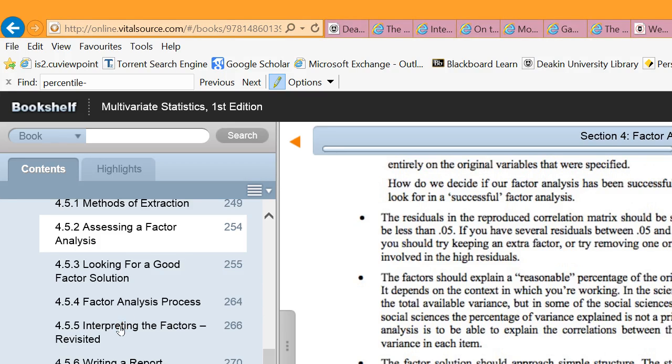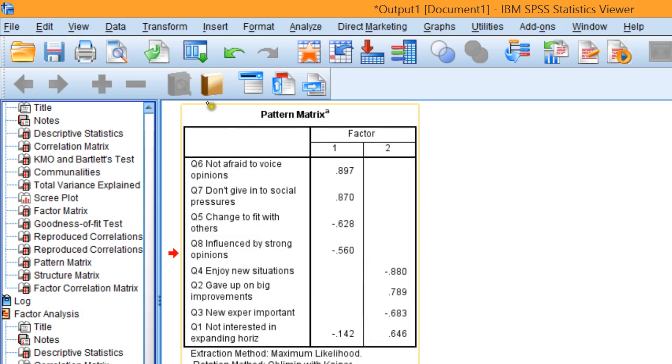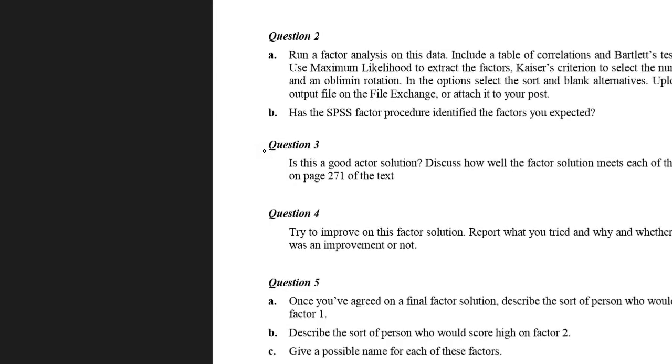The factor solution should show simple structure. It doesn't have to be perfect, but you want variables loading less than 0.3 on other factors. Here it says loading less than 0.5. All variables should have a substantial loading with at least one factor, say a loading of 0.5 or more. Generally, you want loadings of 0.5 or more, and our variables show really good loadings. If we go down to the pattern matrix, they load more than 0.5 on factor 1 and more than 0.5 on factor 2, so that's fine.